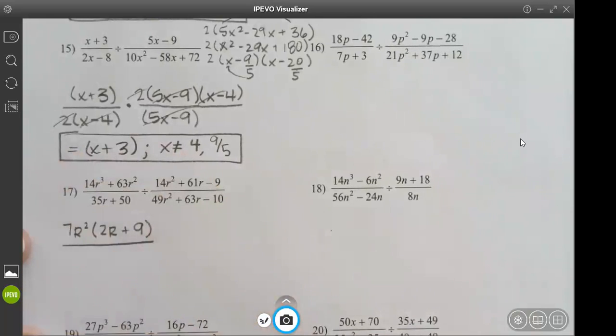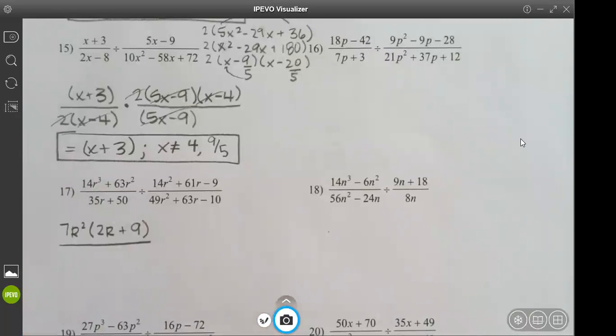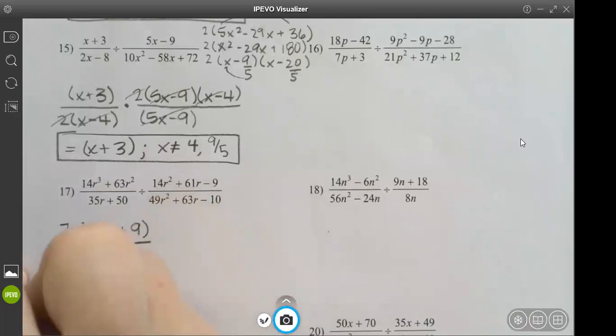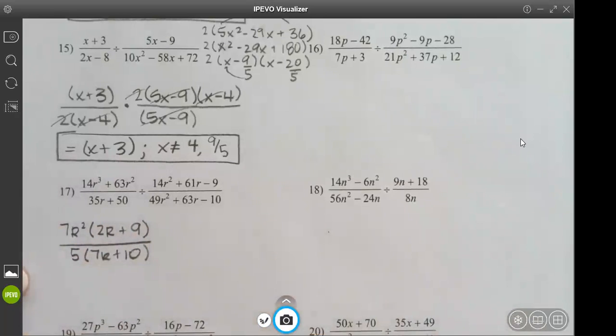On the bottom, what will come out of 35 and 50? Realize your only factors in 35 are 7 and 5, right? Okay, so what will come out of 50? The 7 or the 5? 5. So 7r plus 10.